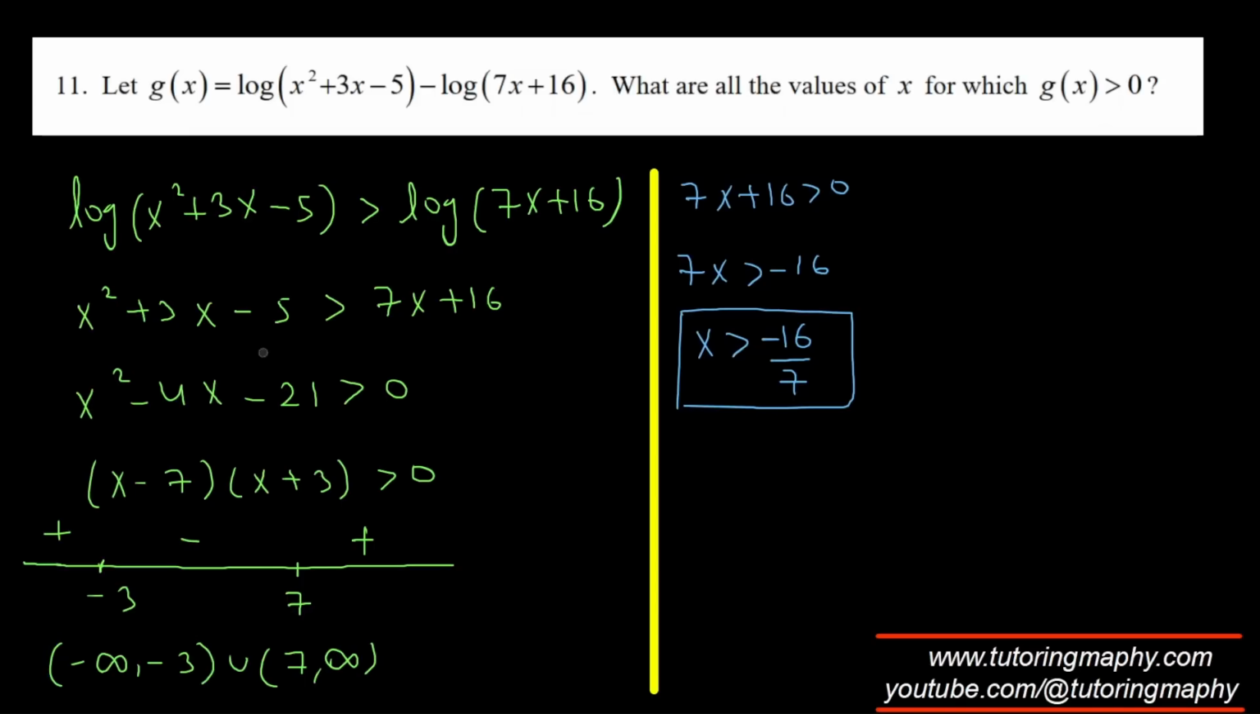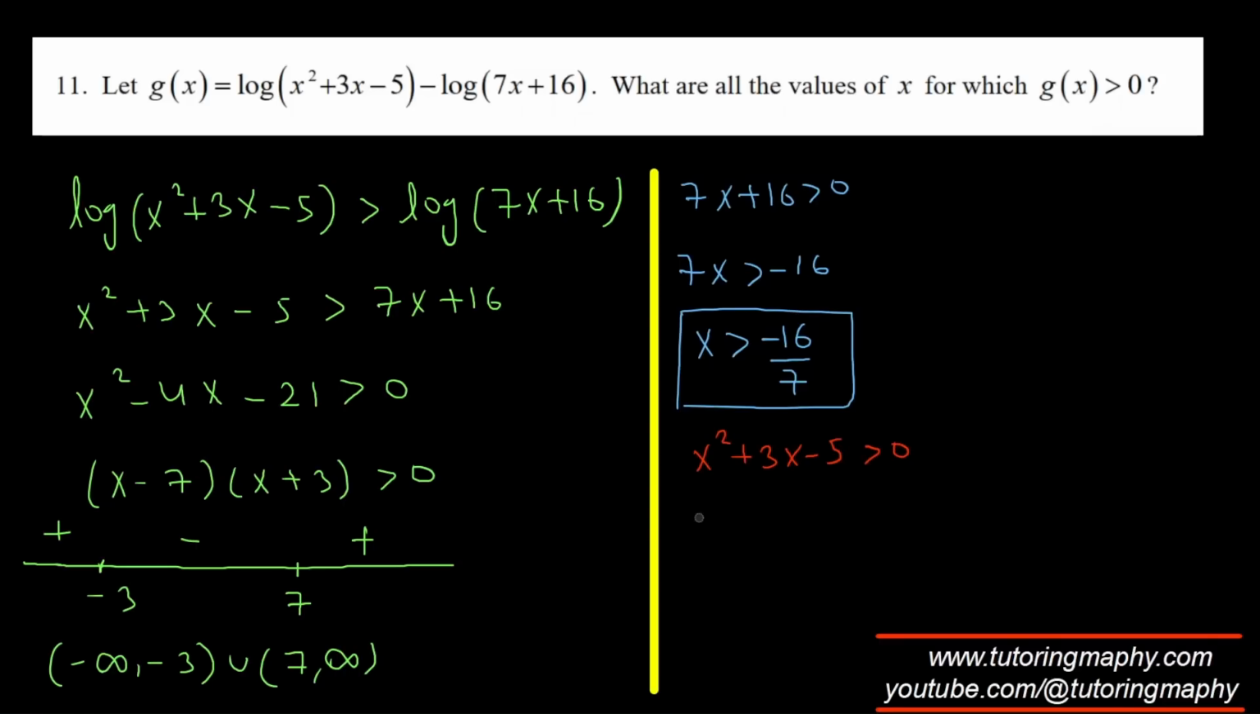But yeah, we will not do it one by one. We'll just find this one's domain, and we'll find the other guy's domain as well. What is the other guy? x squared plus 3x minus 5 should be positive. Can this be factored? I don't think so.